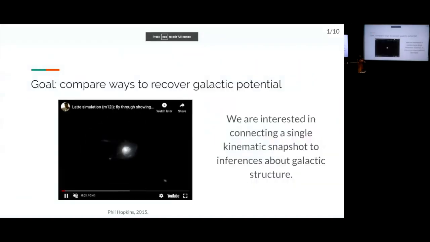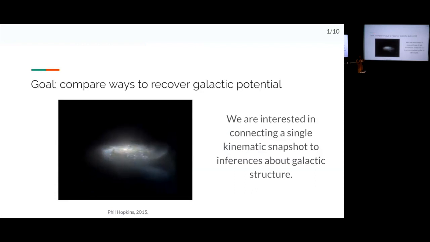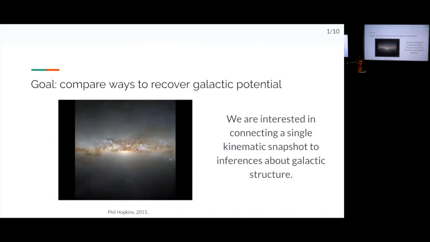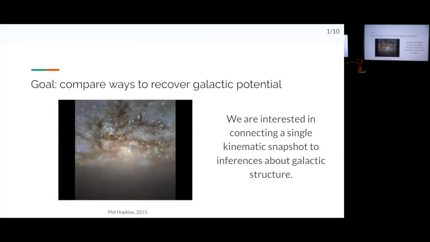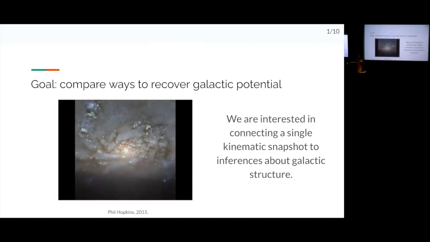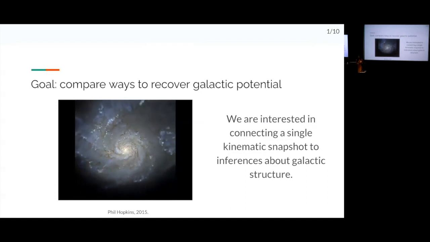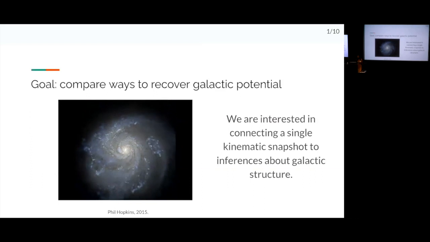So in this project, we wanted to use kinematics to infer the galactic structure. So we wanted to connect a single snapshot in time of kinematics to inferences about things like the dark matter distribution. And so we spent this past month implementing and comparing ways that we could do that. So basically, we wanted to constrain the galactic gravitational potential. And to do that, you need some data and a data analysis method.